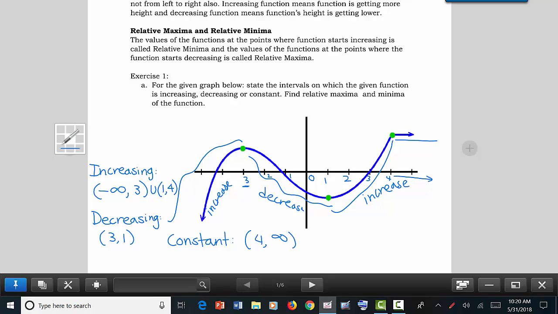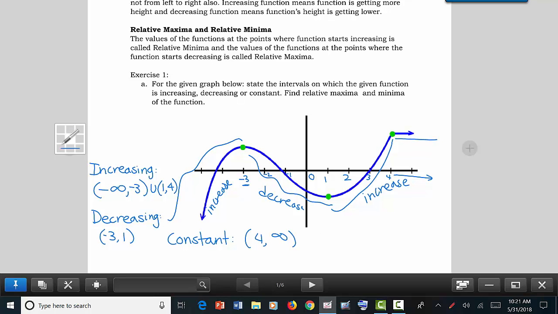Now here I think I made a typo. So this should be negative 1, this should be negative 2, this is negative 3. So for that reason, increasing all the way from negative infinity to negative 3 and 1 to 4, this part is correct. Decreasing all the way from negative 3 to 1, and constant from 4 to infinity. So it's all about writing the behavior of the function in interval notation.